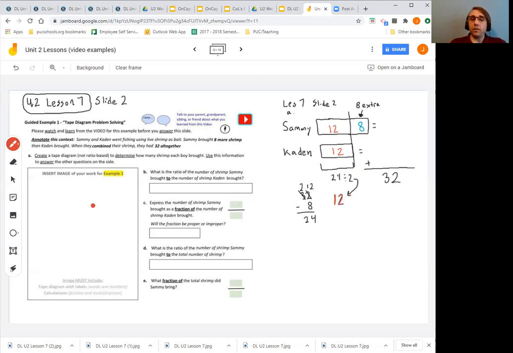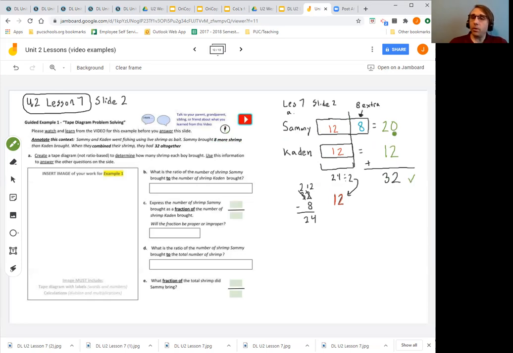Okay, so now we can figure out what their individual totals are. Well, Caden only has the part that's the same as Sammy's, so he only has 12. Sammy has 12 plus his extra 8, the 8 more that he brought. And so if I add 8 to 2, that's 10, plus another 10 is 20. And if I add those together, I get 32. So that works out, that checks out.